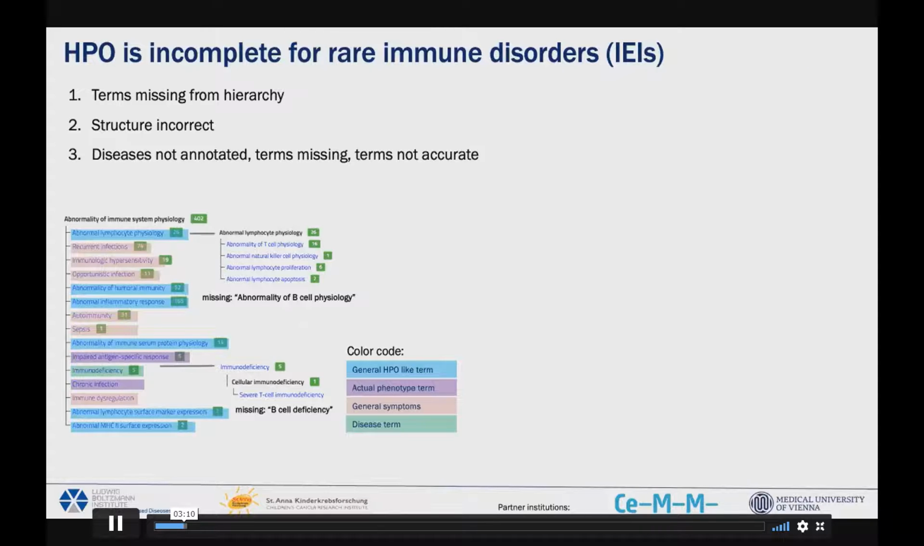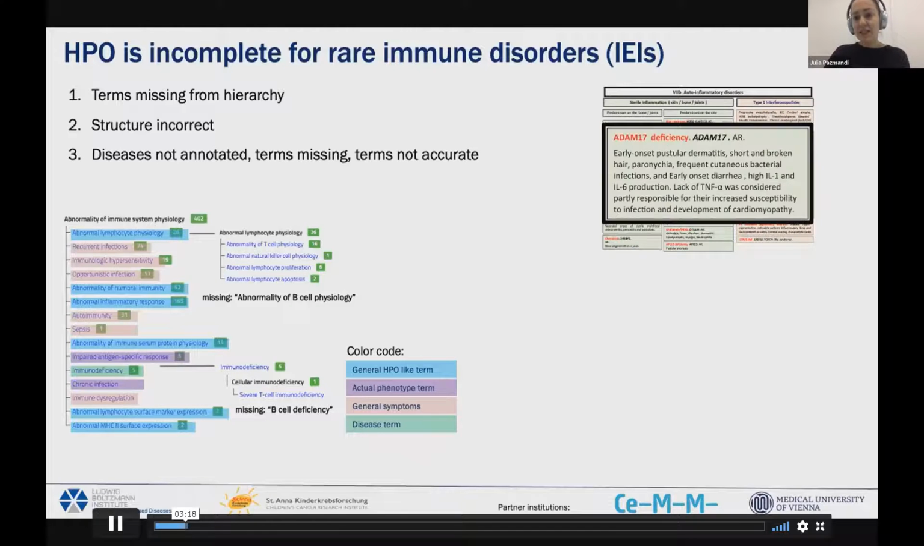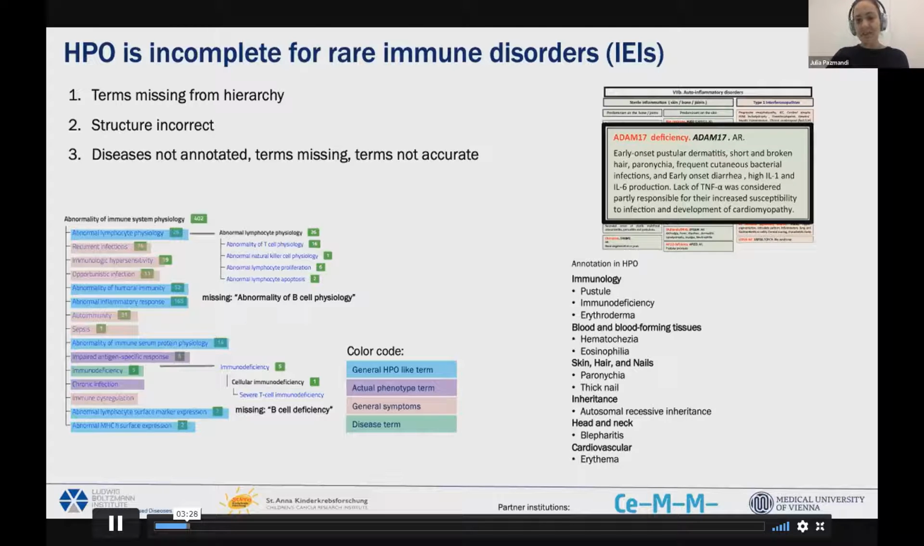Furthermore, diseases are often not annotated with HPO terms, or terms are missing, or the terms that annotate diseases are not accurate. So here you can see the official IUIS description of ADAM17 deficiency. And if you query for the same ADAM17 deficiency in HPO, this is the list of terms that you find annotating ADAM17 deficiency. And just by comparing the IUIS description to what we find in HPO, we can immediately tell that there are terms missing. So it looks like the HPO needs some completion and some restructuring for rare immune diseases.